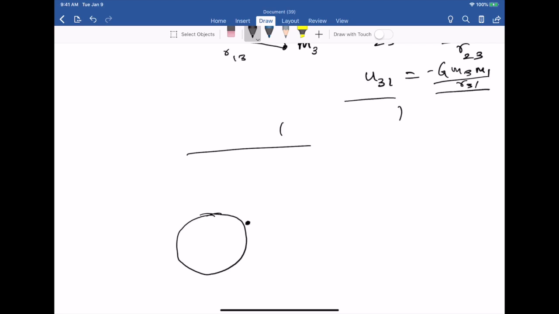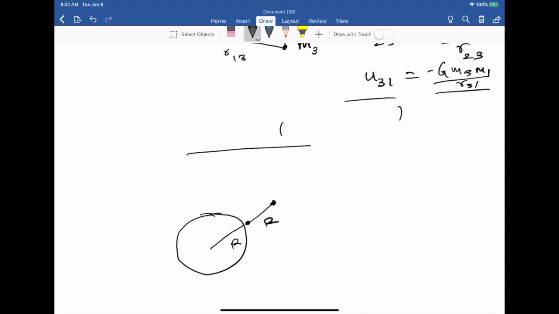So the shell will travel radially outwards. And the question is asking what speed we need to fire it so that it gets to a distance equal to the Earth's radius. So this is the Earth's radius r. The shell is going up by a distance equal to that.